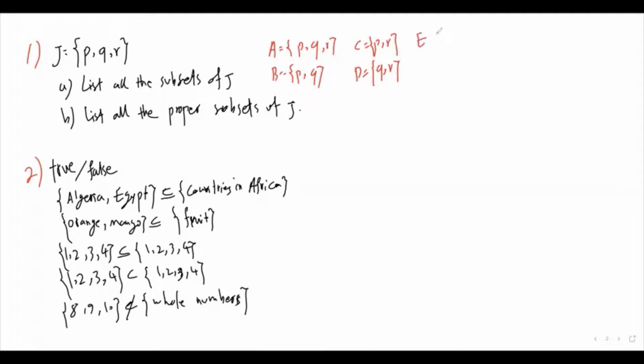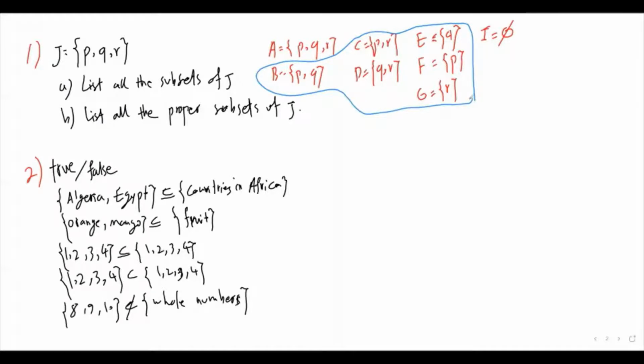So we're done with the 2 members, then move on to the single members. That would be Q, P, and R. So we have one more to go. You can call it I, the empty set. So these are all the subsets, and the proper subsets are basically these ones. Yeah, these are the proper subsets, but everything is a subset of J.